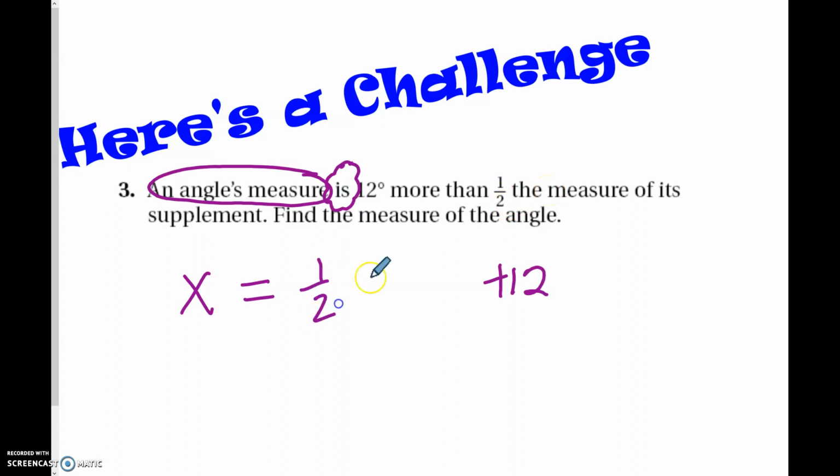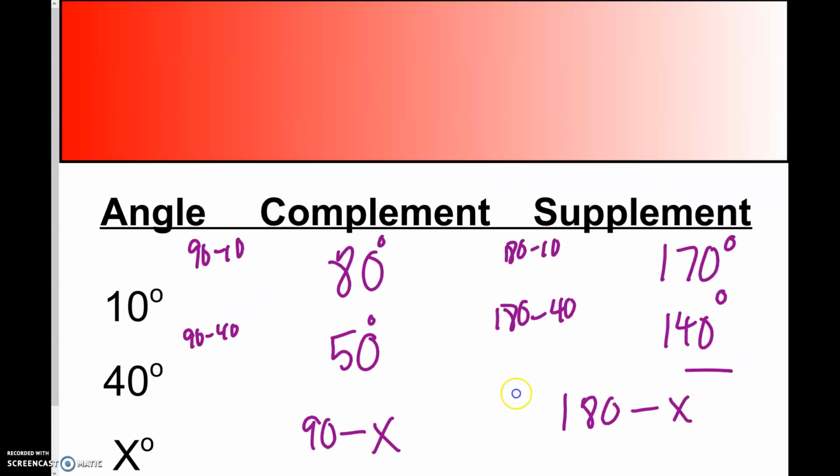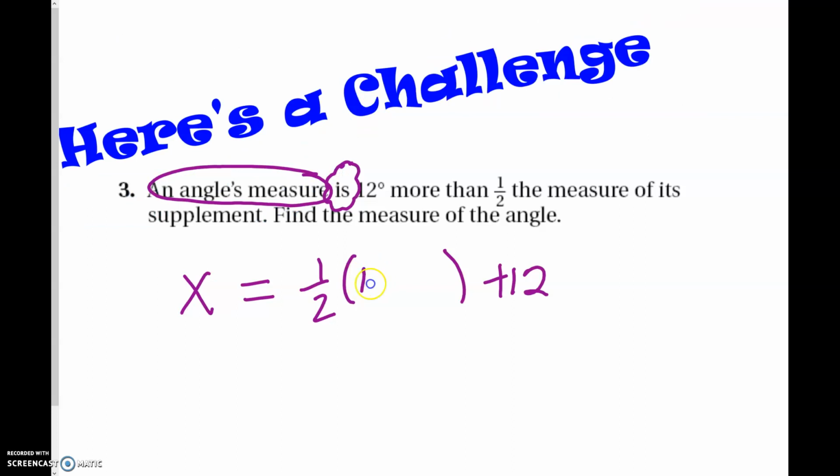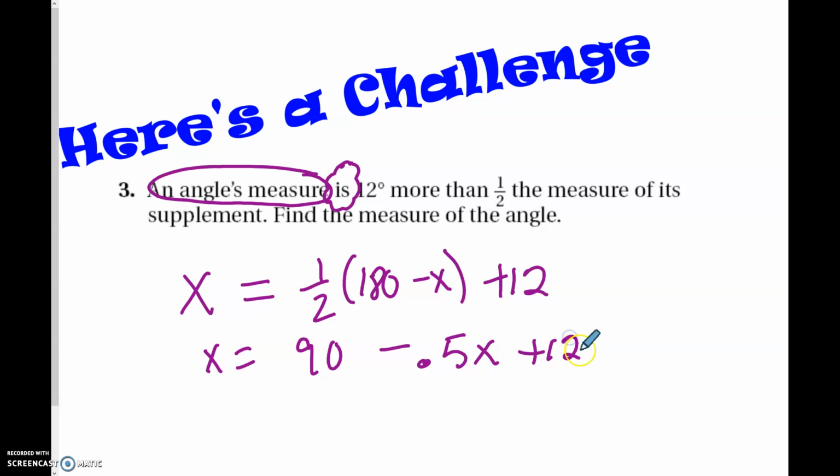So 1/2, and what did we find out 2 screens ago when we don't know that angle measure? And we're talking about the supplement. The supplement would be 180 minus x. So that's what we're going to have to put in here, 180 minus x. All right, go ahead and distribute this out. So 1/2 of 180 is 90. 1/2 times -1 is going to be negative 0.5x plus 12.